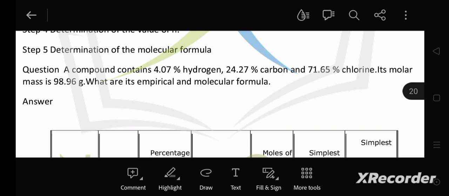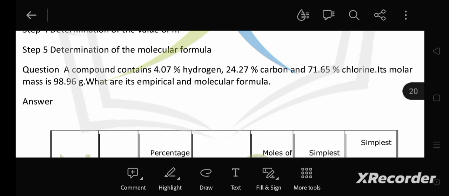आपको क्या दे रखा है बच्चे? एक कंपाउंड में हाइड्रोजन 4.07% है, कार्बन 24.27%, and chlorine is 71.65%, and the molecular mass is 98.96.